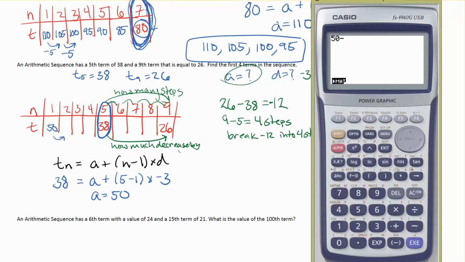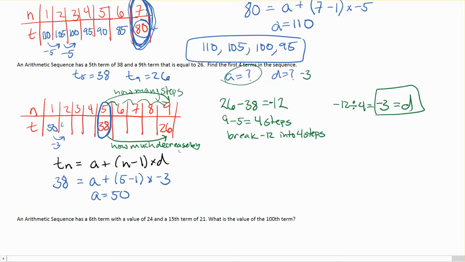50 minus 3 is 47, minus 3 is 44, minus 3 is 41, etc. And you can figure out what it is. So again, here we're going to go minus 3 for each of these. You get 47. Minus 3 again would be 44. Then you get 41. So the first 4 terms in the sequence would be 50, 47, 44, and 41.